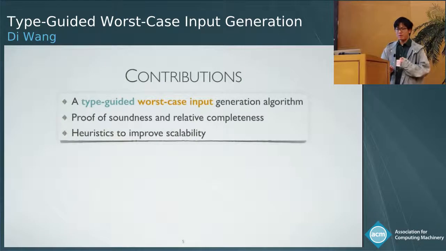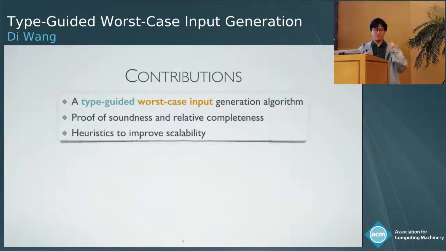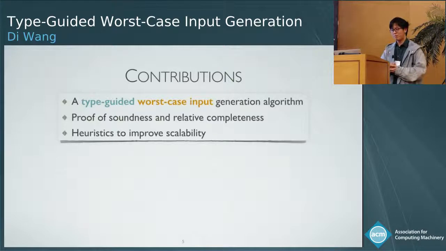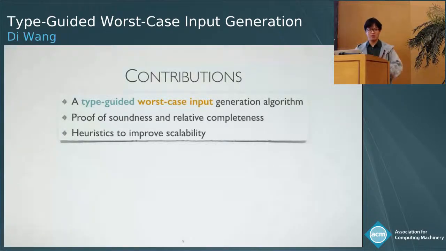In our paper, we want to combine the advantages of both the dynamic approaches and the static approaches. So we proposed a type-guided worst-case input generation algorithm. On the one hand, we prove soundness and relative completeness of our technique, and on the other hand, we also devise several heuristics to improve scalability in practice.